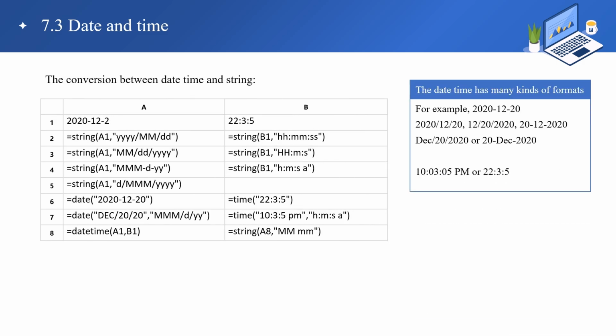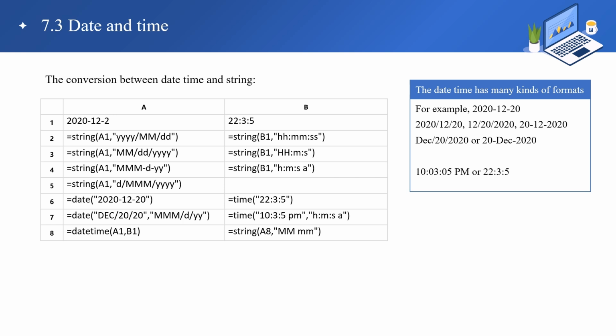The conversion between datetime and string is troublesome, and there are many kinds of formats. For example, 2020-12-20 may also be written as 2020/12/20, 12/20/2020, 20-12-2020. Europeans and Americans may also use the format December/20/2020 or 20-December-2020. The formats of time are relatively less, but it may also be written as 10:03:05 p.m. or 22:3:5. Therefore, a program language that can handle date and time usually provides the ability of format parsing and conversion.